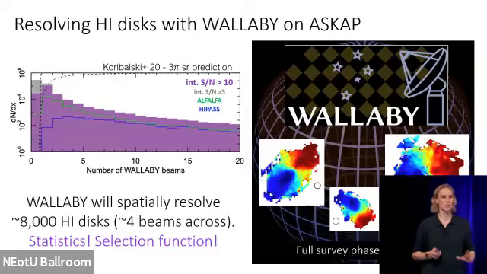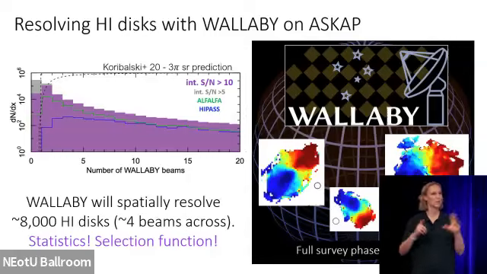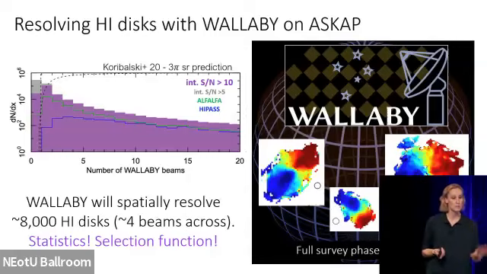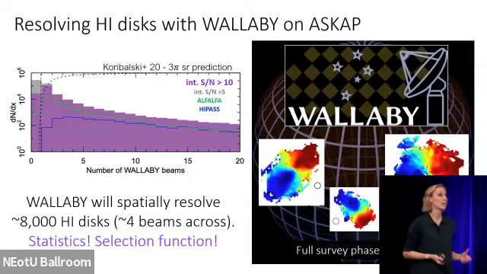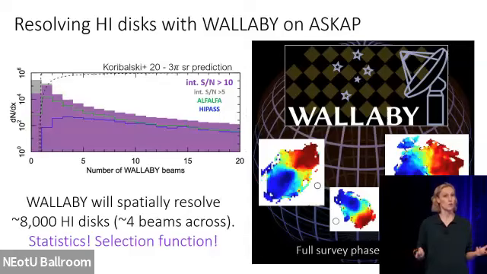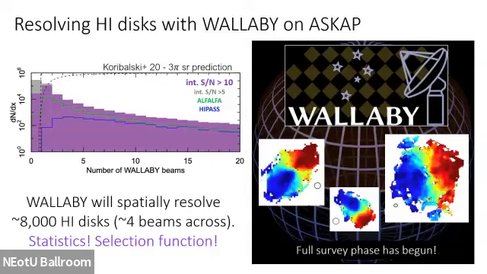And for all intents and purposes, you can look at the purple histogram. And if we consider a galaxy spatially resolved as one that has 4 beams across the major axis, and that's the threshold above which we think we can kinematically model these systems, then WALLABY is going to spatially resolve around 8,000 H1 disks. So that's more than an order of magnitude more than we have now. And on top of that, we're going to be able to specify a selection function. So we're going to be able to do statistical studies of H1 disks in the local universe for the first time. Now on the right-hand side are velocity fields from the WALLABY pilot survey data. So ASKAP is producing beautiful H1 data, and WALLABY has entered the full survey phase. So it's a really exciting time for the survey.